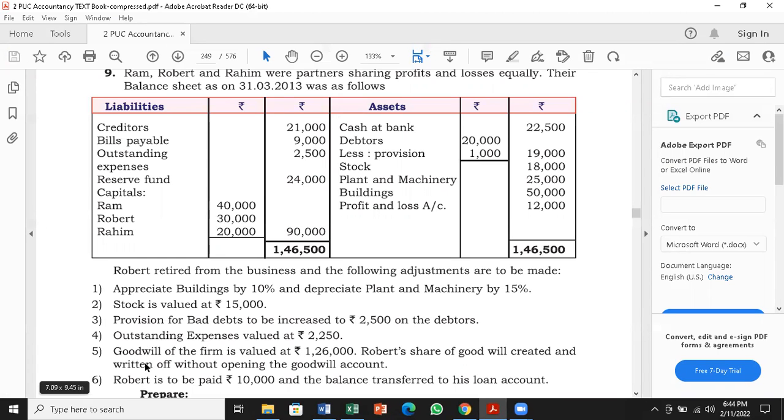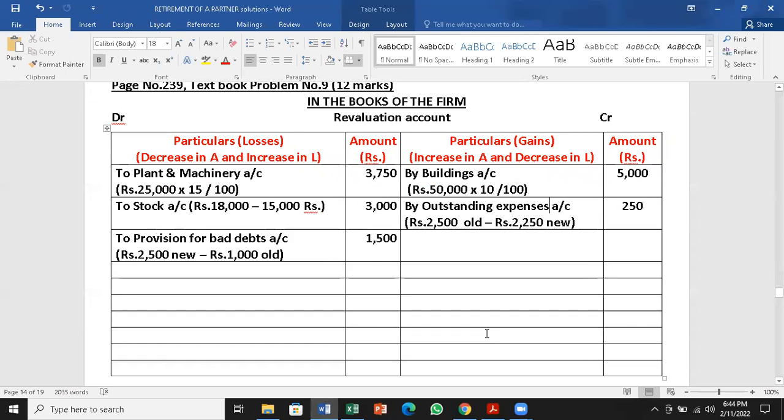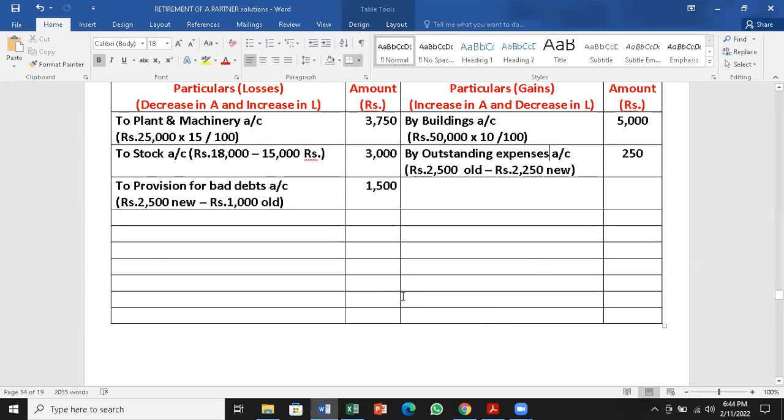Fifth one and sixth one will come in the capital accounts. So we can go for balancing this revaluation account. So which side is more, we have to check. If you look at in general, we find credit is less, debit is more here. Debit is more. 8,250. Okay, good. 8,250. So I will take 8,250 on the credit side also. Then I have to find the difference between 8,250 and 5,250. That comes to 3,000. Yeah, very good.